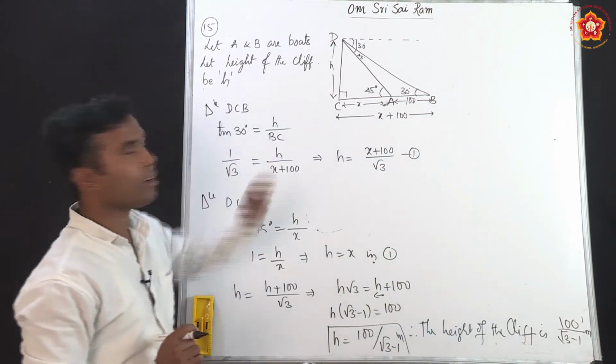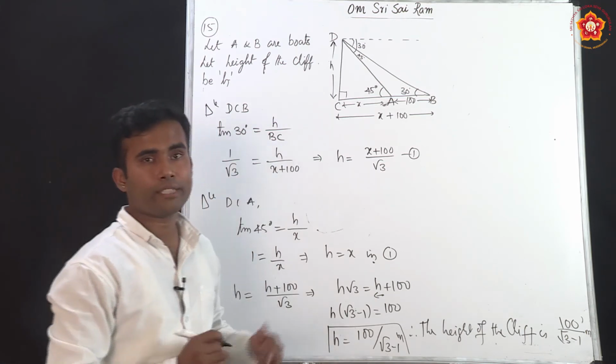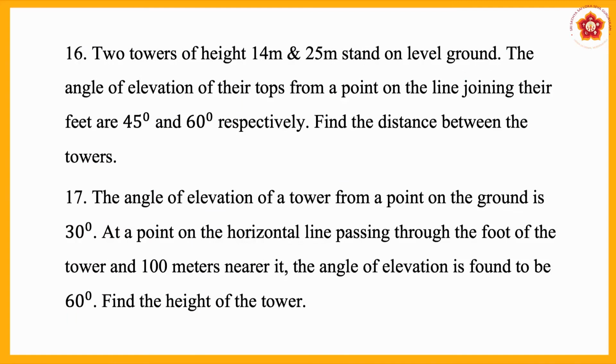So, this is how we can find the height of the cliff. Next problem. In this problem we have two towers of different heights, and we have to find the distance between these two towers by using the concept of angle of elevation. From this we need to find x plus y, that gives the distance between these two poles.